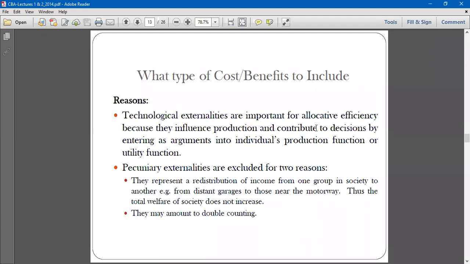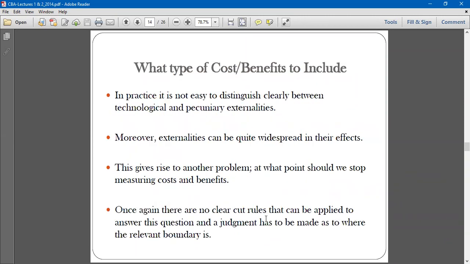So these are the two externalities that we normally deal with. For the technical ones, we have to add them, but for the pecuniary ones, we have to take them out. So that was what I was saying. It just represents redistribution of income. So it will move from one party to the other party. So if we have to add them, then we are doing double counting. Those are the two externalities.